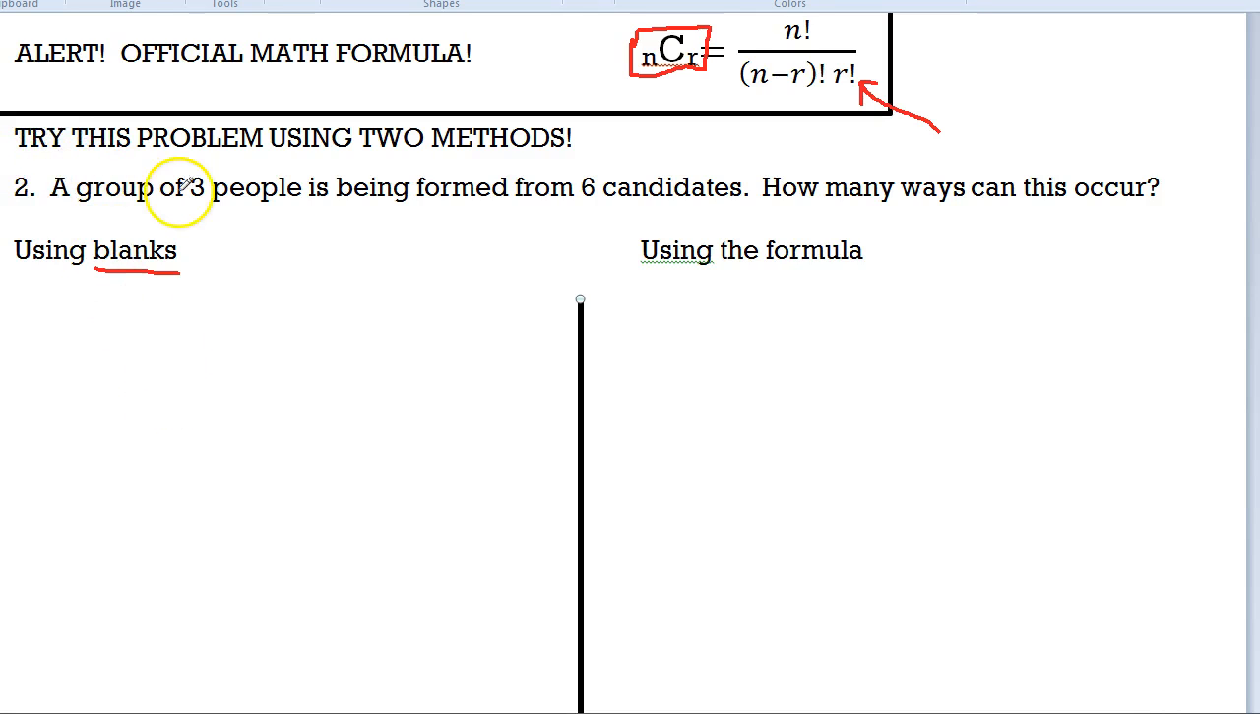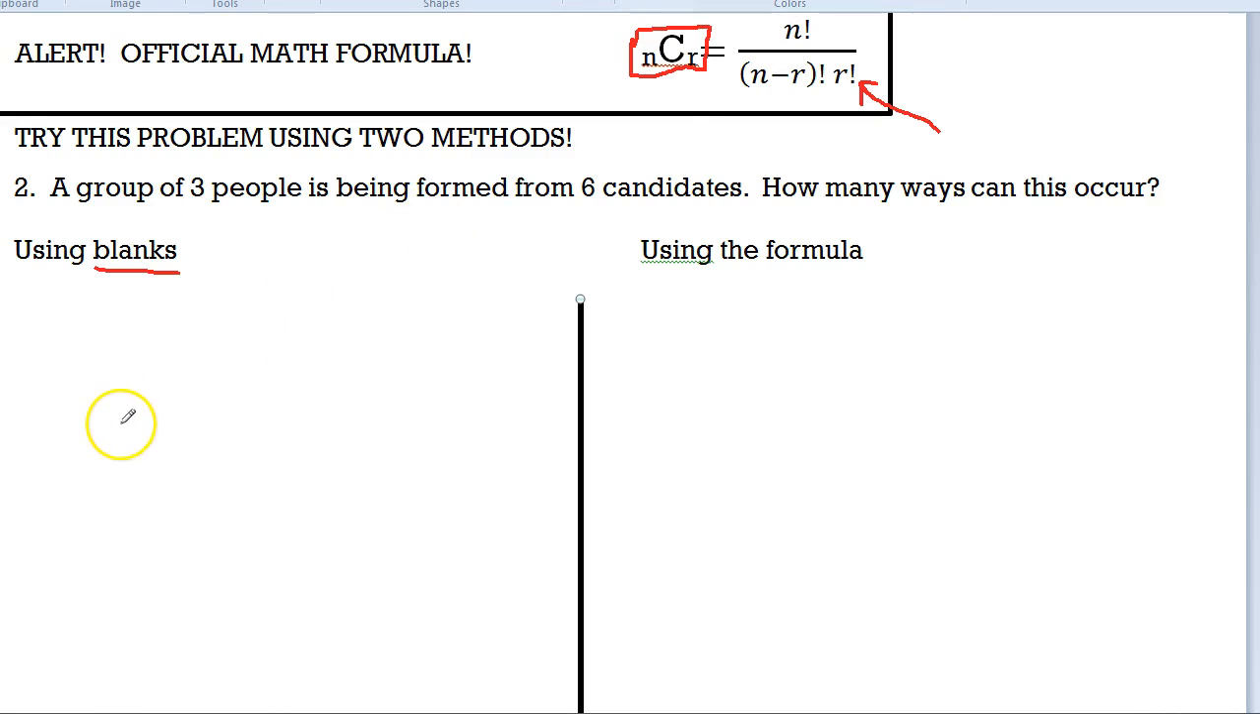So here's the problem. A group of 3 is being formed from 6 candidates. How many ways can this occur? Now it's just a group. Let's say it's a school board election and you're running for 3 spots. There's not one spot ahead of the other, you're just running for 3 spots. How many ways can this occur?